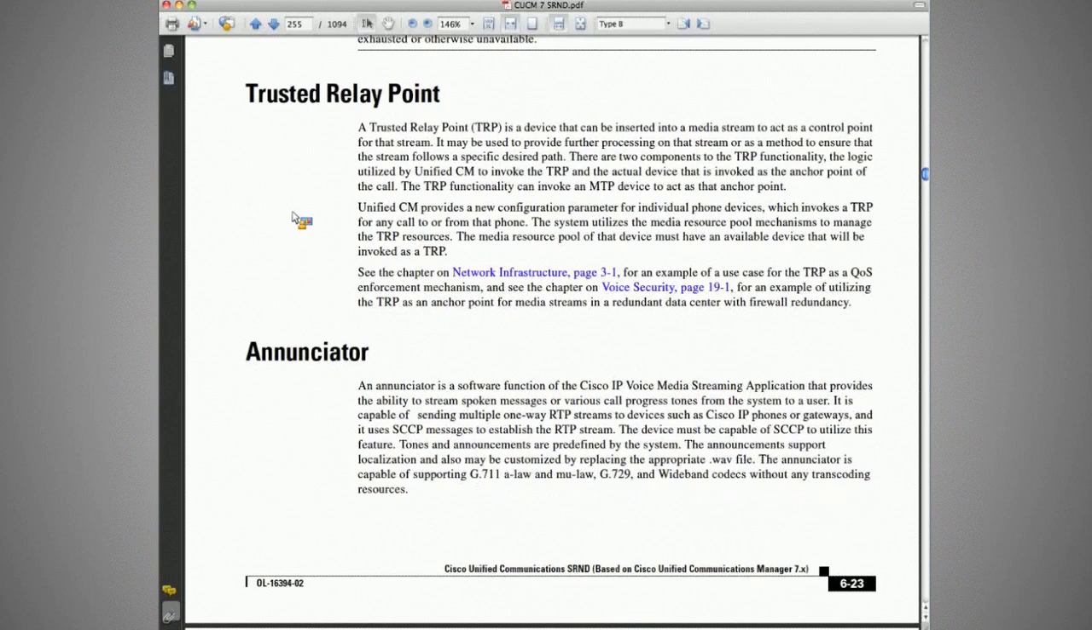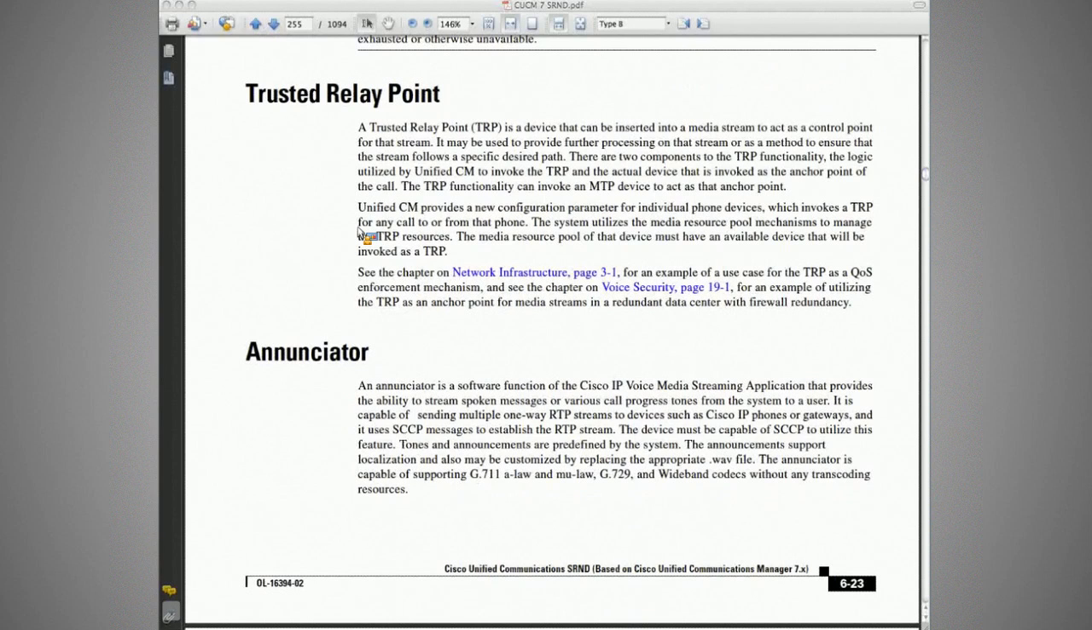Now, looking at a trusted relay point. So a trusted relay point is an MTP. Well, actually, first, before I go on to enhanced MTP functions, does anyone have any questions so far about what MTPs are in general?